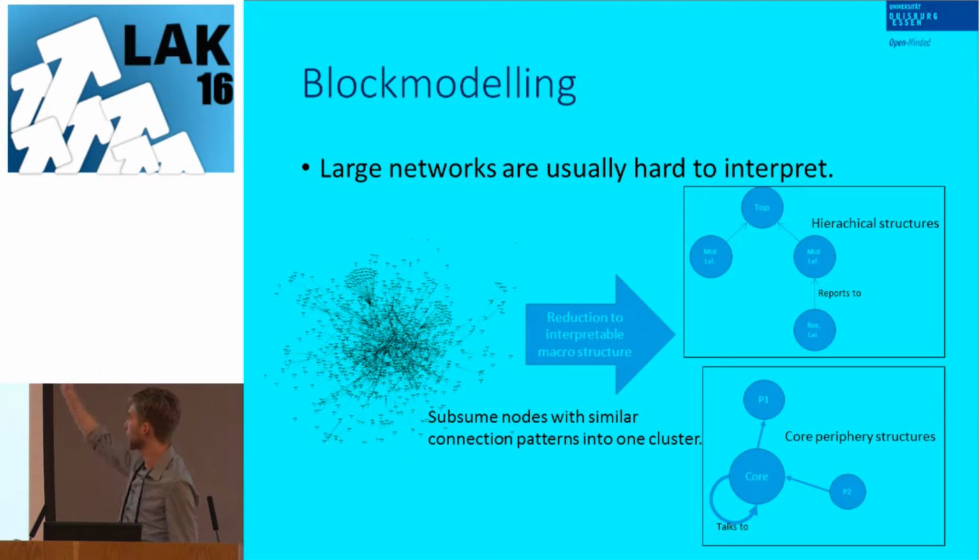These are typical examples of block models in organizational networks, where the social relation is a reporting relation. We usually find this hierarchical block structure, hierarchical group structure. In communication networks, the core periphery block model is quite common, where we have a core that is cohesive and some peripheral users that communicate with the core very infrequently.